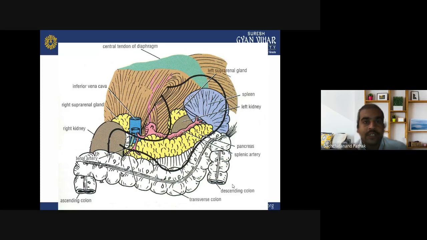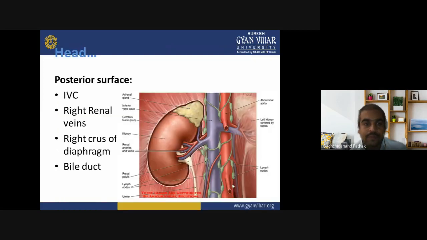These are the central tendons of the diaphragm, then inferior vena cava, then right suprarenal gland, right kidney is there, left suprarenal gland, spleen is there, left kidney, and you can see the structure of the pancreas. You can see the placing of the organ inside the body. Posterior surface: there is the inferior vena cava, right renal vein, right crus of diaphragm, and the bile duct.